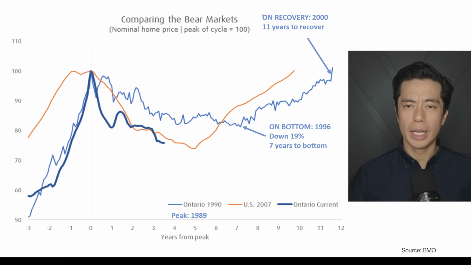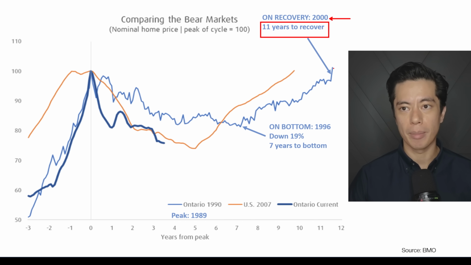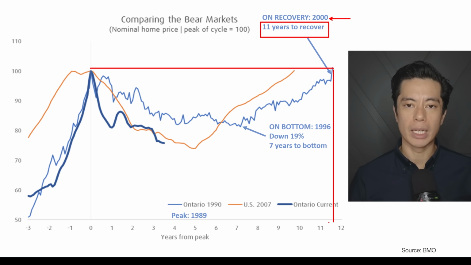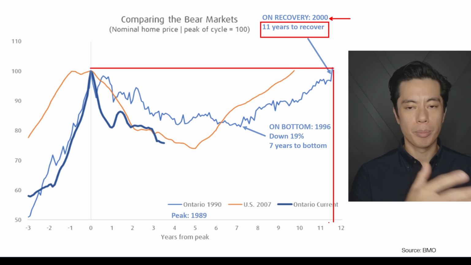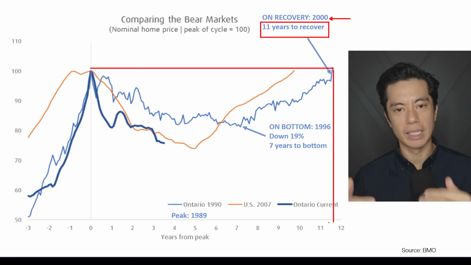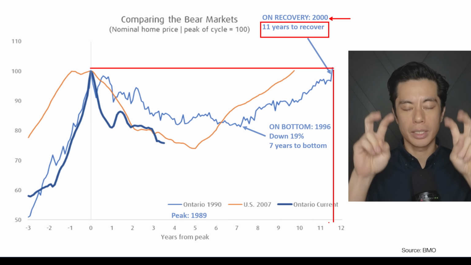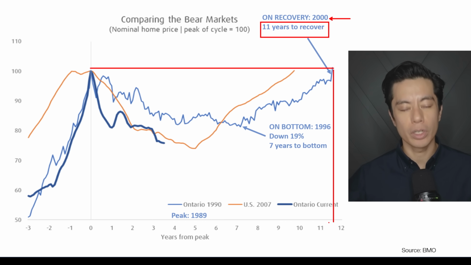Now, in Ontario in the 1990s, it took 11 years to recover. Basically, it took until the year 2000 to get back to the peak pricing on a nominal basis, meaning if the dollars are worth the same thing right now, it took 11 years from the peak to recover to the exact same price. So that's why a lot of people say that the 1990s was a lost decade for real estate, because your prices didn't really go anywhere.